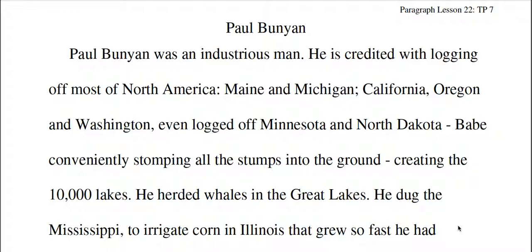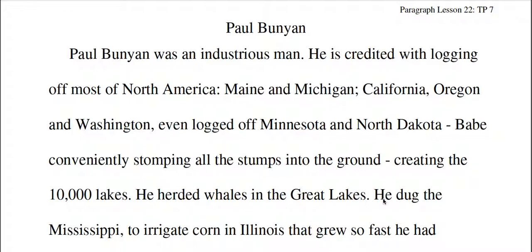Paul Bunyan was an industrious man. He is credited with logging off most of North America, Maine and Michigan, California, Oregon, and Washington, even logged off Minnesota and North Dakota. Babe, conveniently stomping all the stumps into the ground, creating the 10,000 lakes. You'll notice these things are impossible for one person to do, but Paul Bunyan is considered a larger-than-life type of character. So these incredible stories are told about him and his ox, Babe.